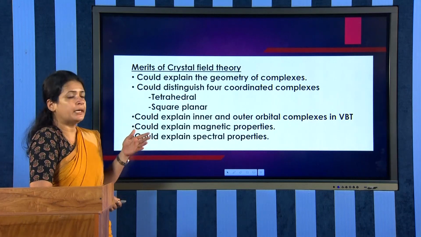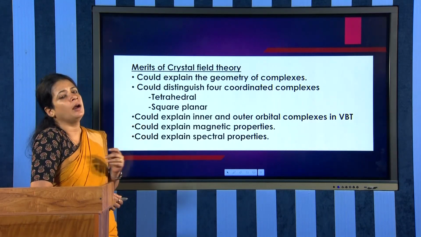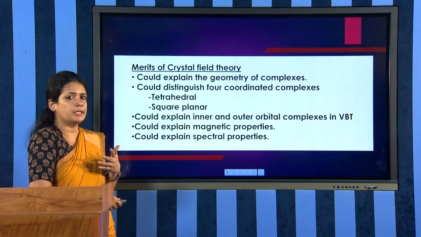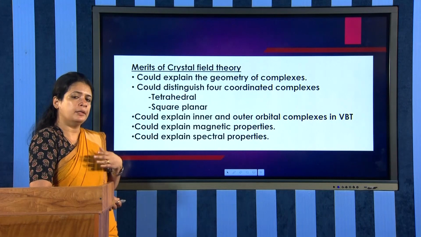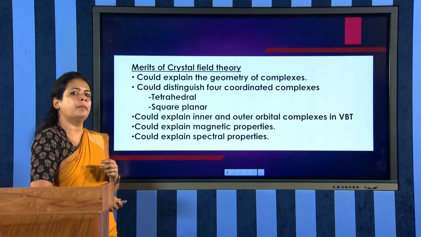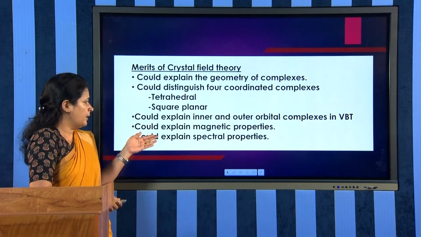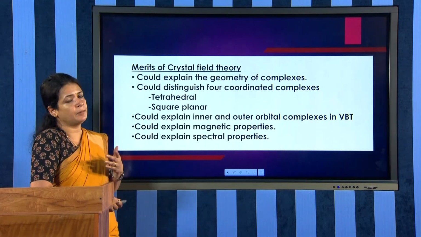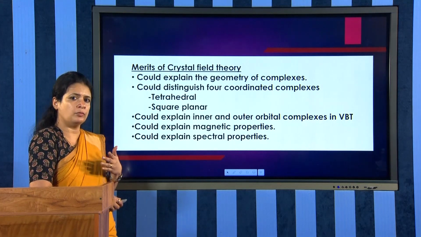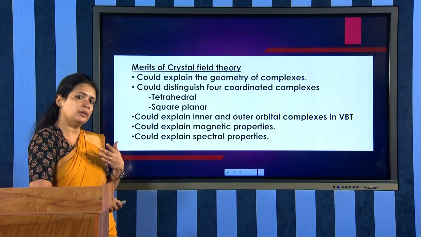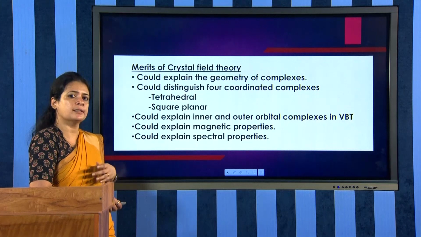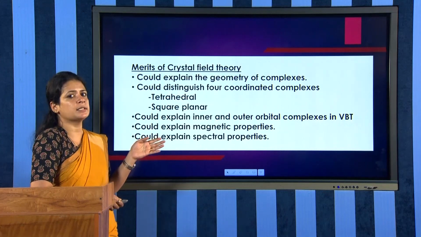And another merit is that it could explain the magnetic properties of complexes. The complexes show different magnetic properties depending upon the number of electrons present in the d orbital, and that could be explained by this crystal field theory. And it could also explain the spectral properties of the complexes. Spectral property means color, what the color is and how the complex shows the color. Everything could be easily explained by the crystal field theory, and these are the merits of crystal field theory.